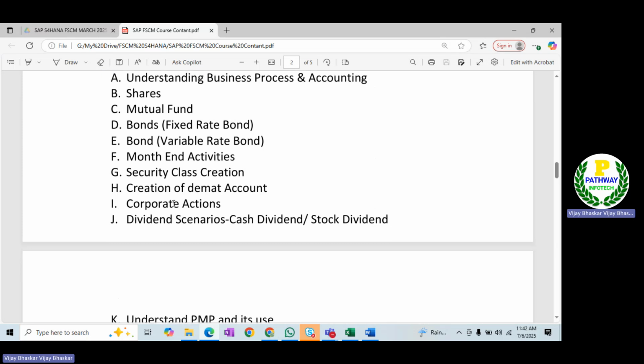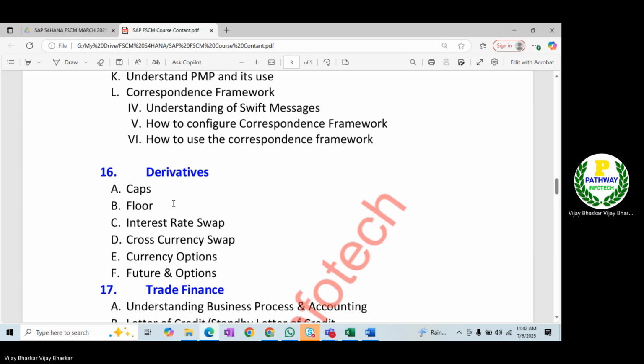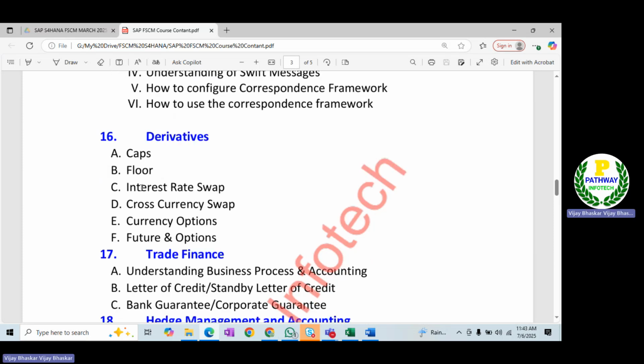Coming to derivatives also, which is part of caps, floors, interest rate swaps, cross currency swaps. So basically, these are the things which are going to be covered as part of foreign exchange, cross currency swaps, and the topic which I have included here.